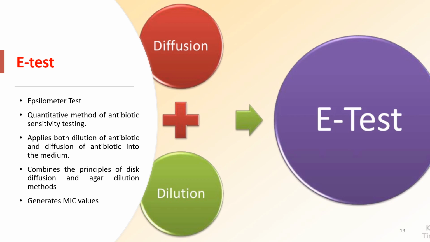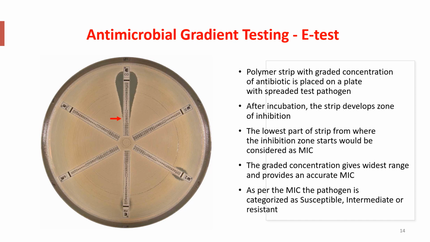That was about MIC. Next is the epsilometer test, or E-test. This is a combination of disk diffusion and broth dilution. It applies both principles and gives MIC values. Here there is a paper strip impregnated with the antibiotic, and it also has the antibiotic concentration labeled on it. Similar to disk diffusion, it is placed onto the culture plate inoculated with the bacterial suspension. After overnight incubation, it is observed for the clear zone, and the point where the clear zone is interrupted is taken as the MIC.